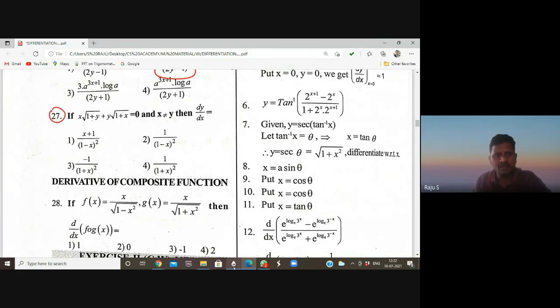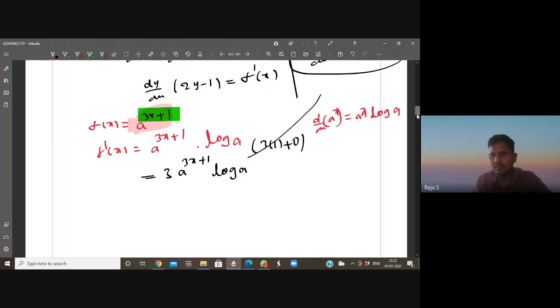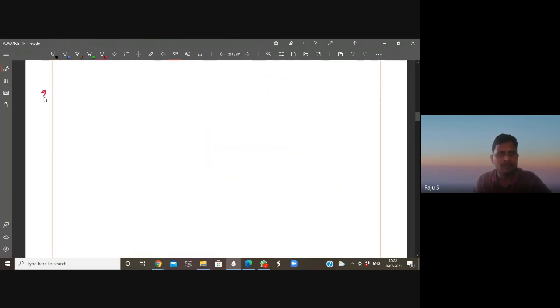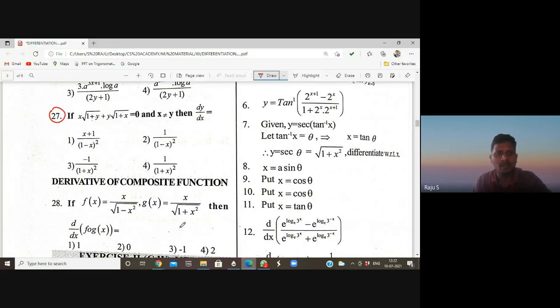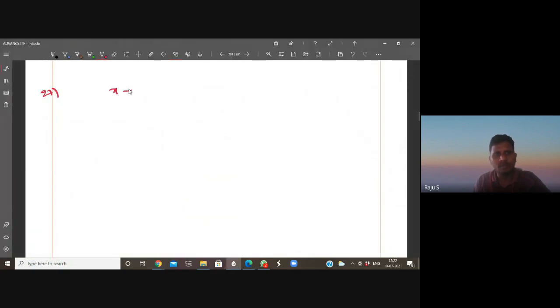Yeah, question 27, again very easy. Can you tell me what the function is? Question 27 has a square root. Whenever you have a square root, you can try to eliminate it. So take this y: the question is x equals square root of 1 plus y, and y equals square root of 1 plus x. After taking the right side, I simply square on both sides. It is easy to differentiate when you square both sides.